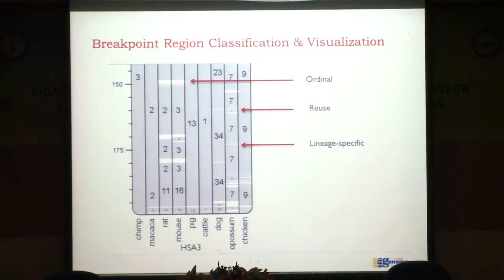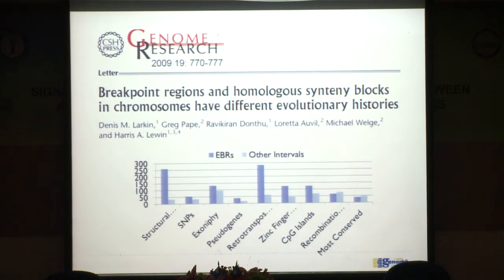The reason that these are clear and we can identify them as breakpoint regions is we know that an inversion or a translocation has occurred, but there's no sequence similarity, there's no synteny within that region when we compare between two or more genomes. So it has genes, but there's no obvious relationship or similarity to other genes in the comparison.